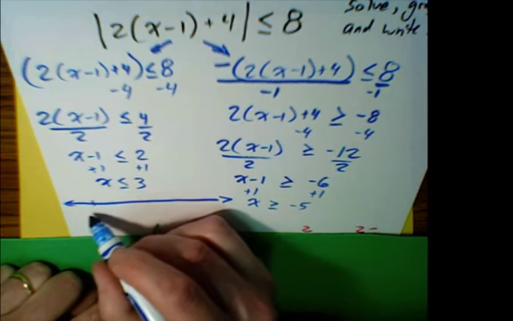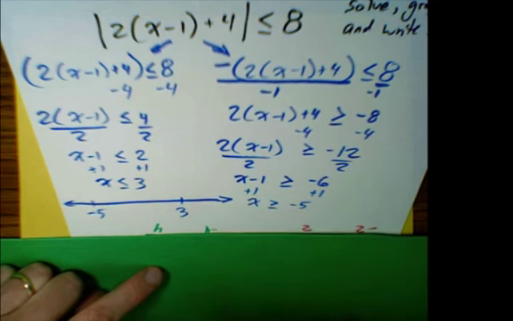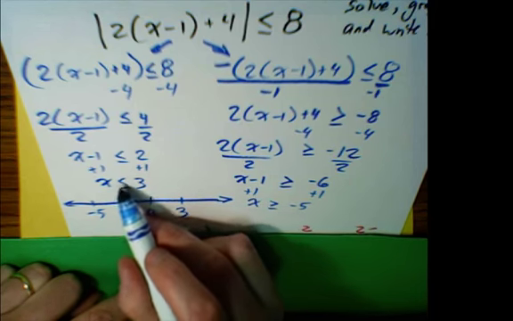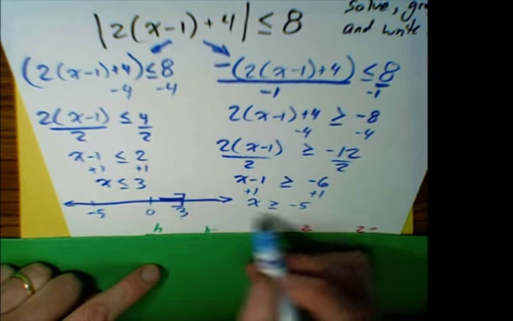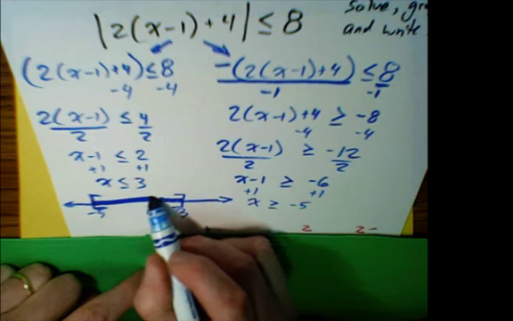Here we've got a negative 5. Just for the sake of time, I'm just going to graph negative 5 and 3. You could put 0 in there if you're interested. x is less than or equal to 3. Bracket at the 3, shade to the left. x is greater than or equal to negative 5. Bracket at the negative 5, shade to the right.